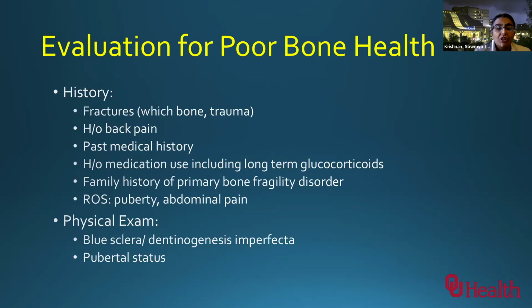History of medication use, including long-term glucocorticoids. Family history of primary bone fragility disorders like OI. And even a good review of systems may give you a clue, like what is the pubertal status, pubertal progression, abdominal pain for possible celiac disease or other inflammatory bowel disease. Physical examination will include looking for blue sclera and dentinogenesis imperfecta, for example, as clues for OI. Very important to look at pubertal status of the child.